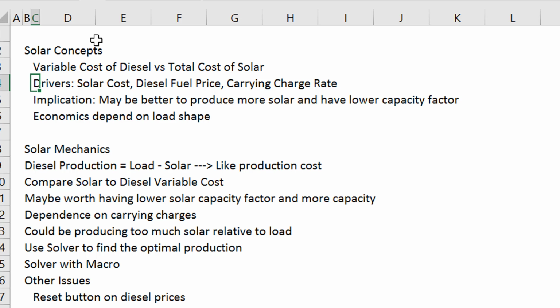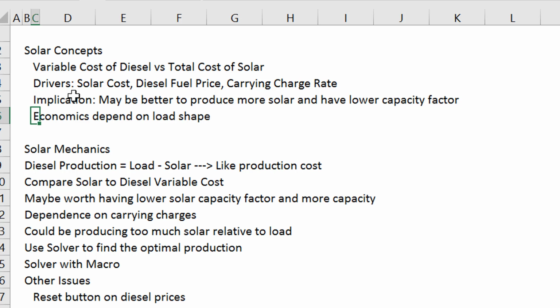Now, I'm going to show you that the driver of this analysis is, to a large extent, the cost of the solar panels, or the solar project, of course, the diesel fuel price, and really, really importantly, the carrying charge rate. I'm going to also show you here that sometimes it's better to put more solar capacity in than you actually can use. So if you've got an extreme peak in the day, it might be better to put more solar and waste some solar power.